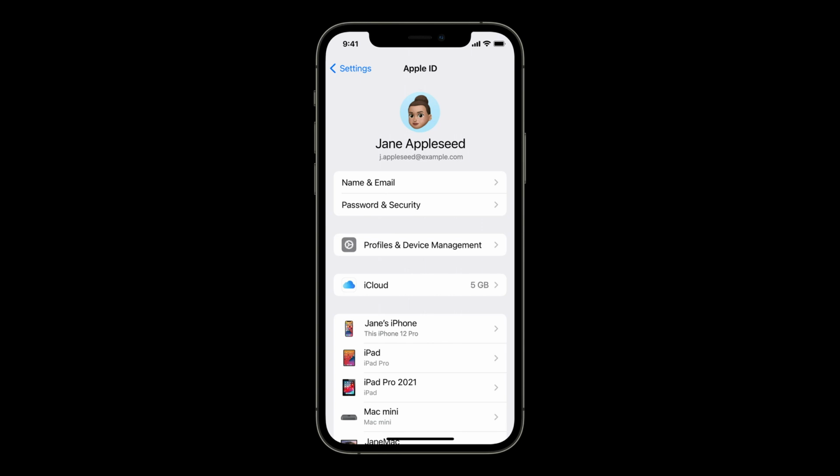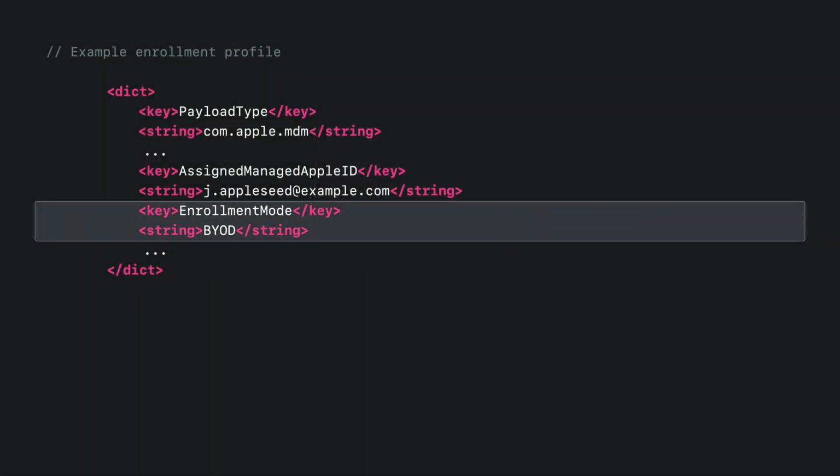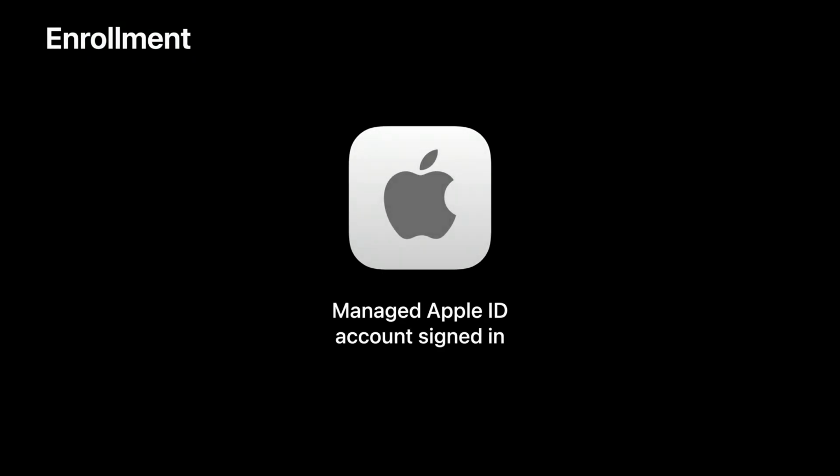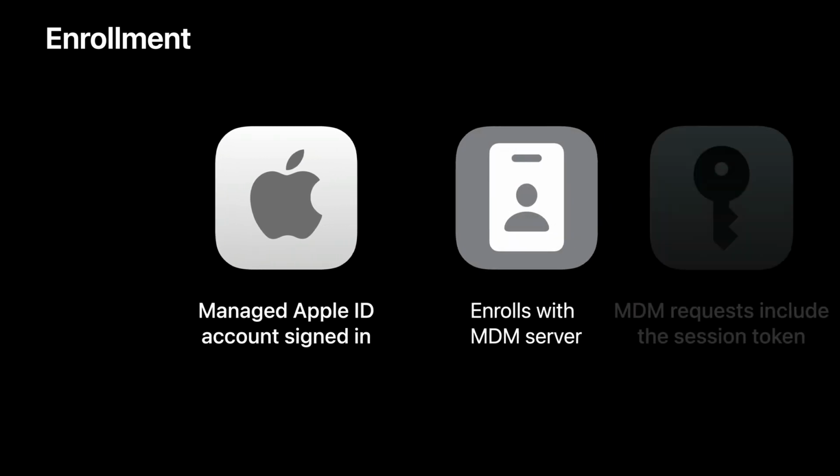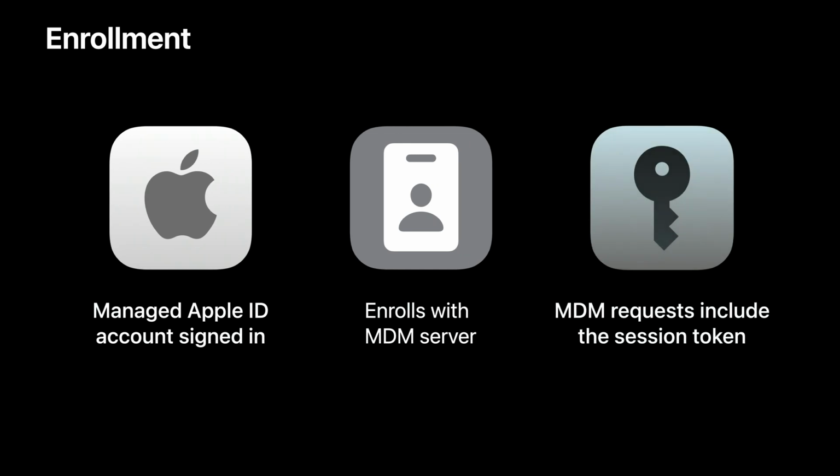And the second new key is the enrollment mode key, indicating the enrollment is a BYOD type. The device verifies that this value matches the mode it is in and will fail the enrollment if there is a mismatch or if the key is not present. Be sure to update your MDM payloads with both of these new keys. With receipt of the enrollment profile, the device now sets up the required Managed Apple ID account and enrolls with the MDM server. All requests to the server now include the session token in the authorization header for the server to validate. Let's take a look at all of the pieces together.